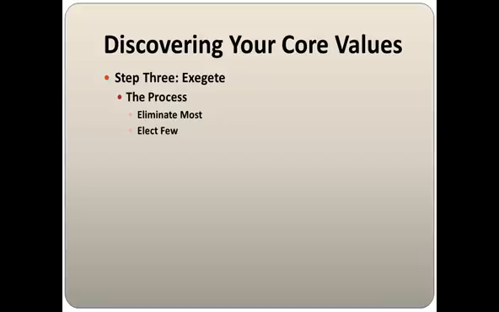You're going to have to boil it down. And you as the leader are going to have to go through this process of eliminating most of the possibilities and electing a few. And then you're going to have to characterize and describe them. You're going to have to classify and catalog them. You're going to have to prioritize them. You're going to have to then communicate them.